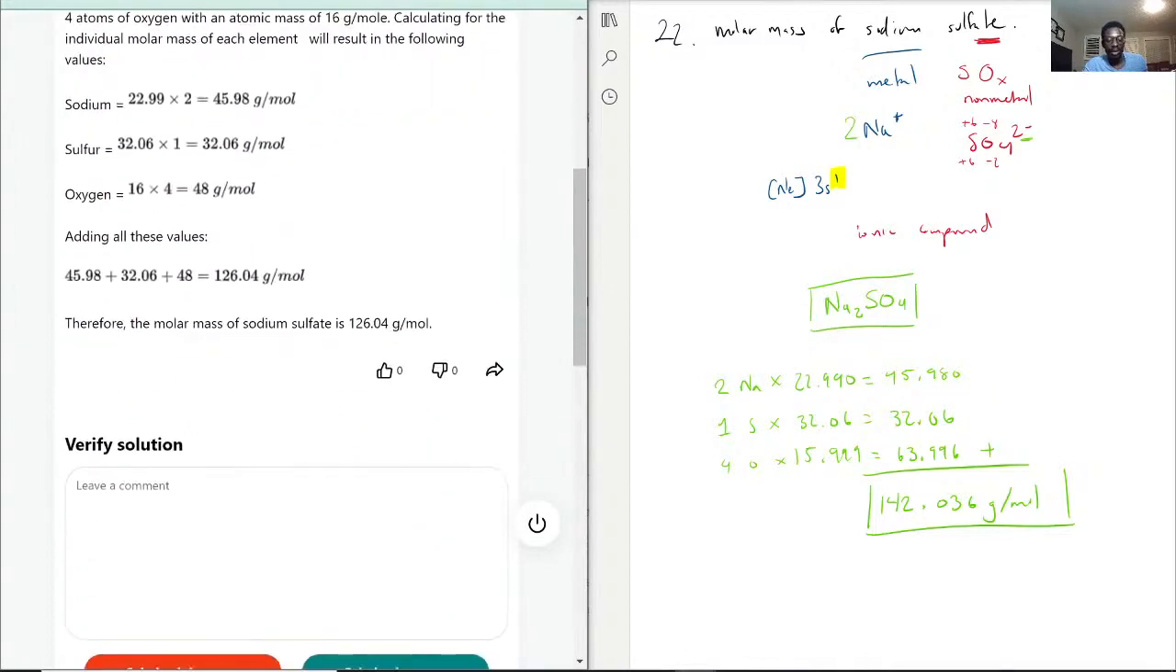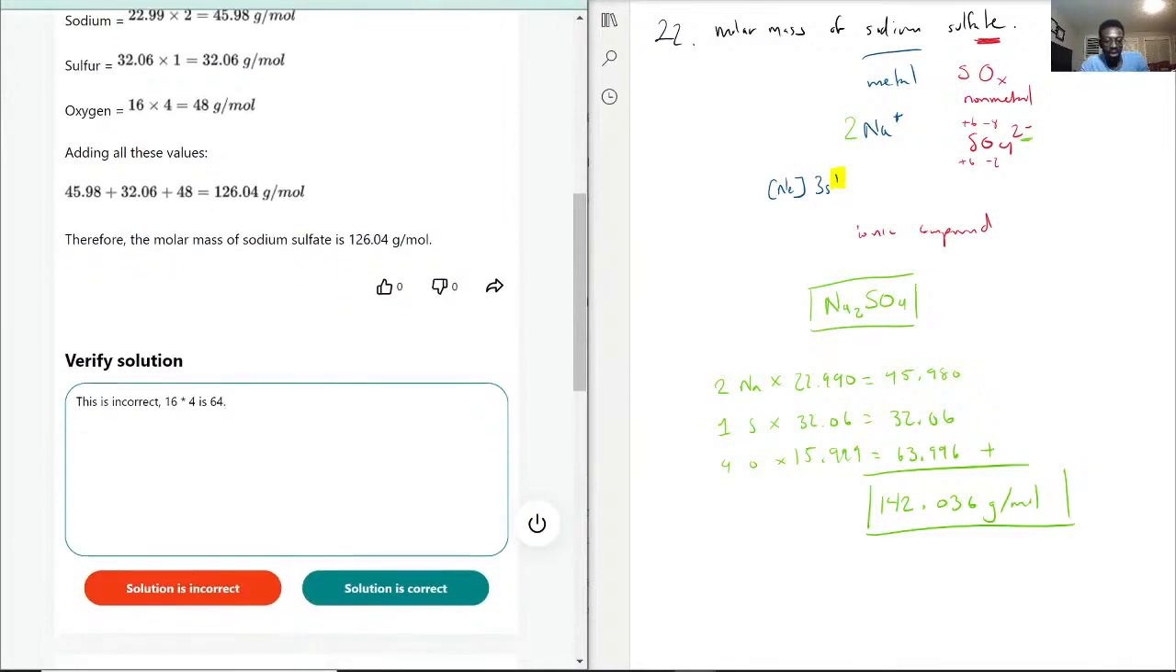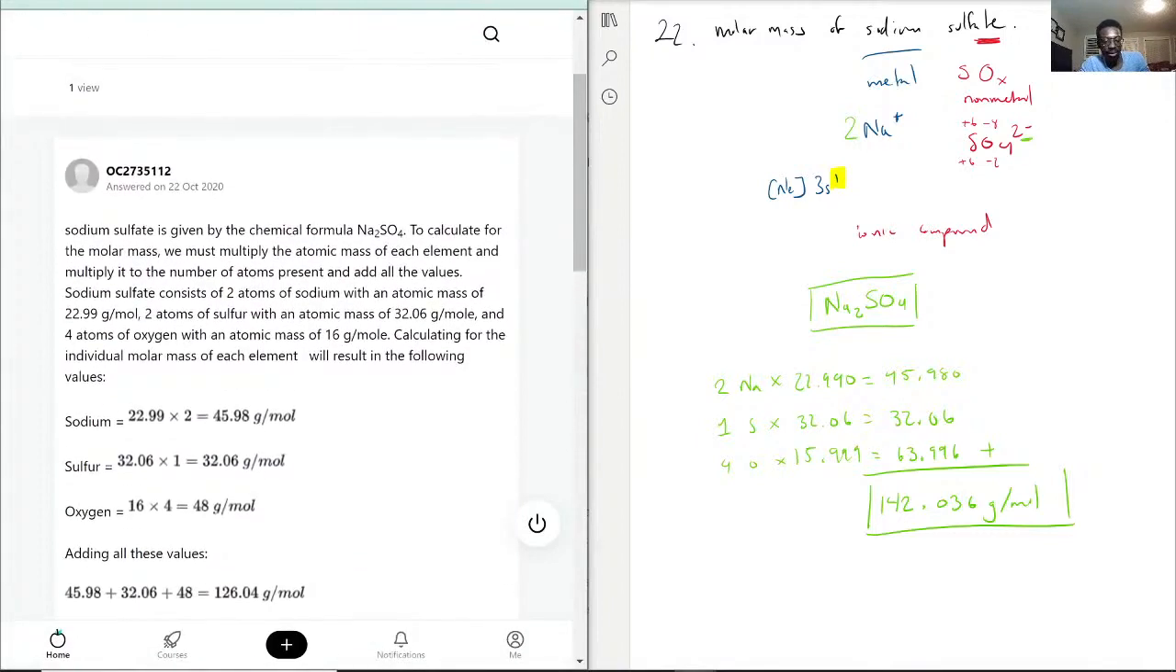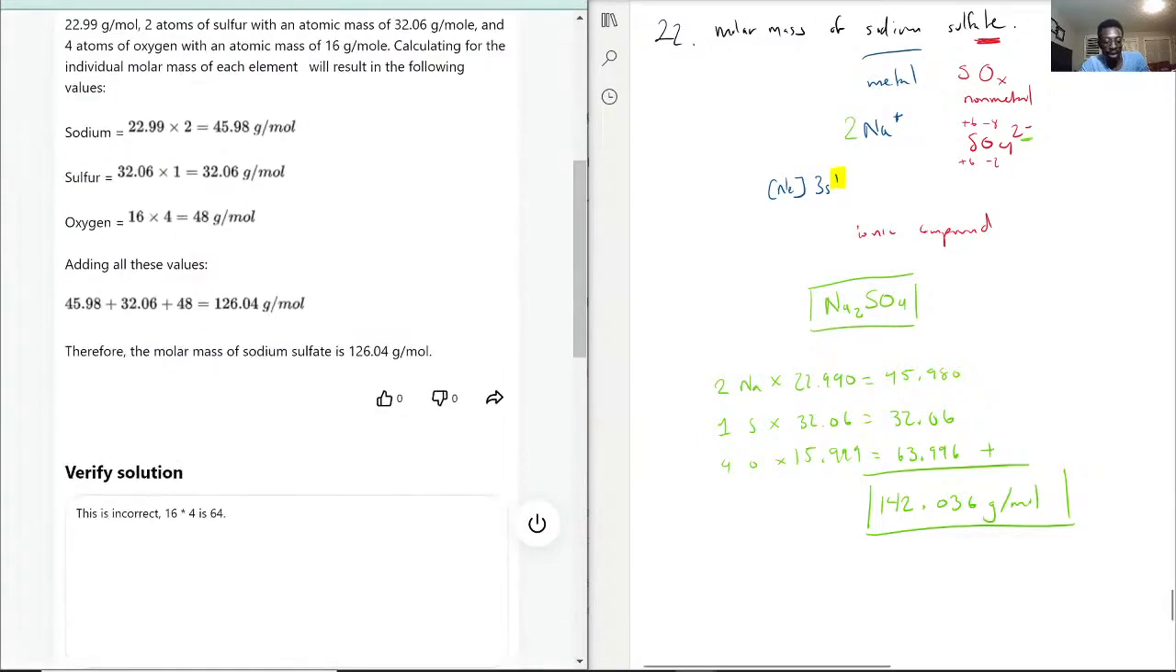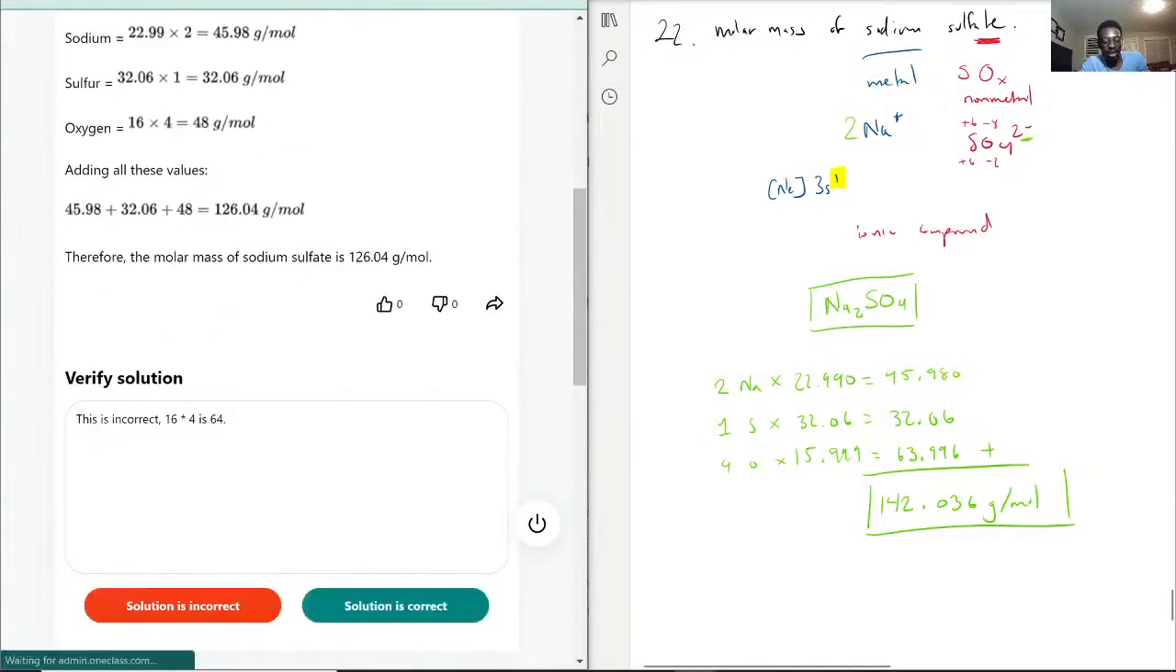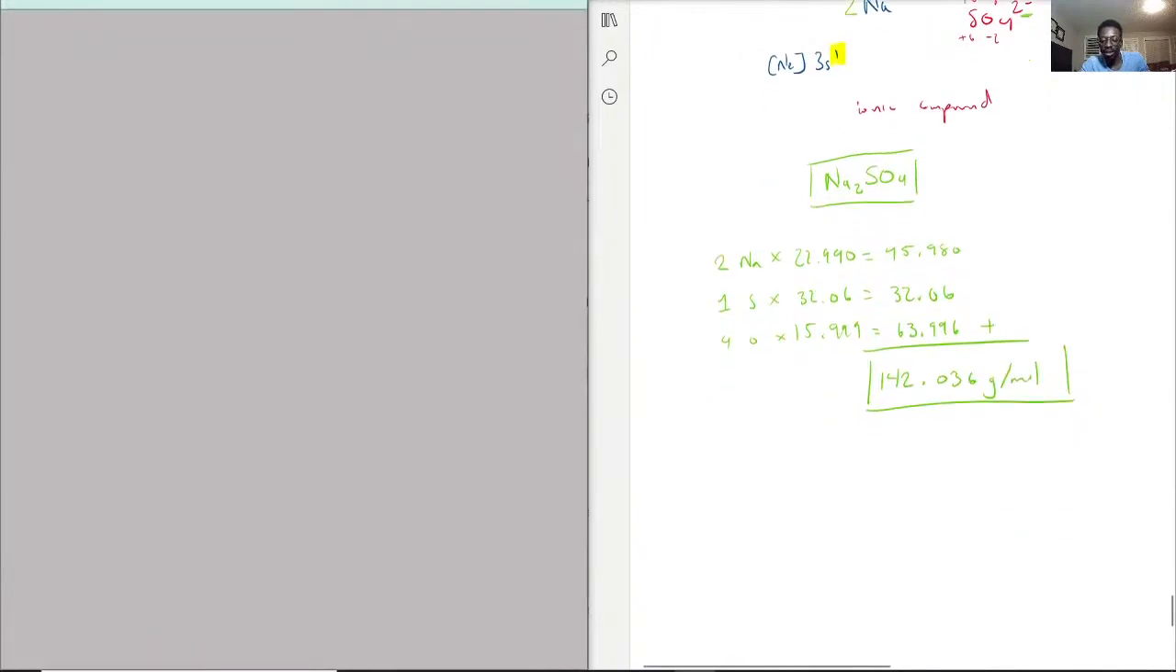Okay, so this is incorrect, because I think it's 16 times 3 that's 48. Yep, because 16 times 4 is 64. I was wondering why it looked different, but yeah, they almost got it. They did have the chemical formula Na2SO4 right, but the answer is incorrect. Now let's solve the next question.